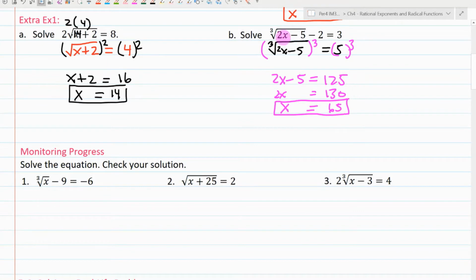And again, if you check that, 65 in here, that makes it 130. 130 minus 5 is 125. The cube root of 125 is 5. 5 minus 2 is 3. All right. For the next one, add 9.